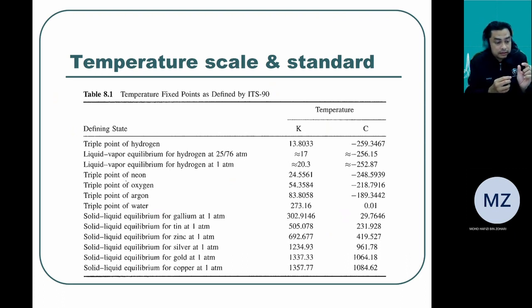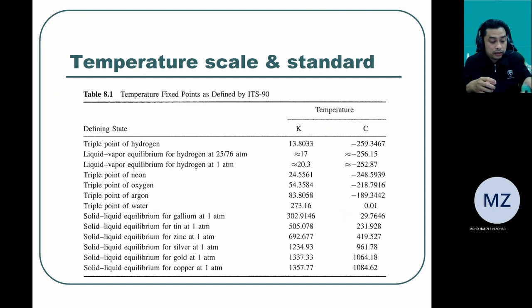And this triple point of hydrogen always occurs at 13.8033 Kelvin, a very, very low temperature, or equal to negative 259.3467 degrees Celsius. Hydrogen is considered a very low temperature, but it can be done. We can produce the triple point of hydrogen.